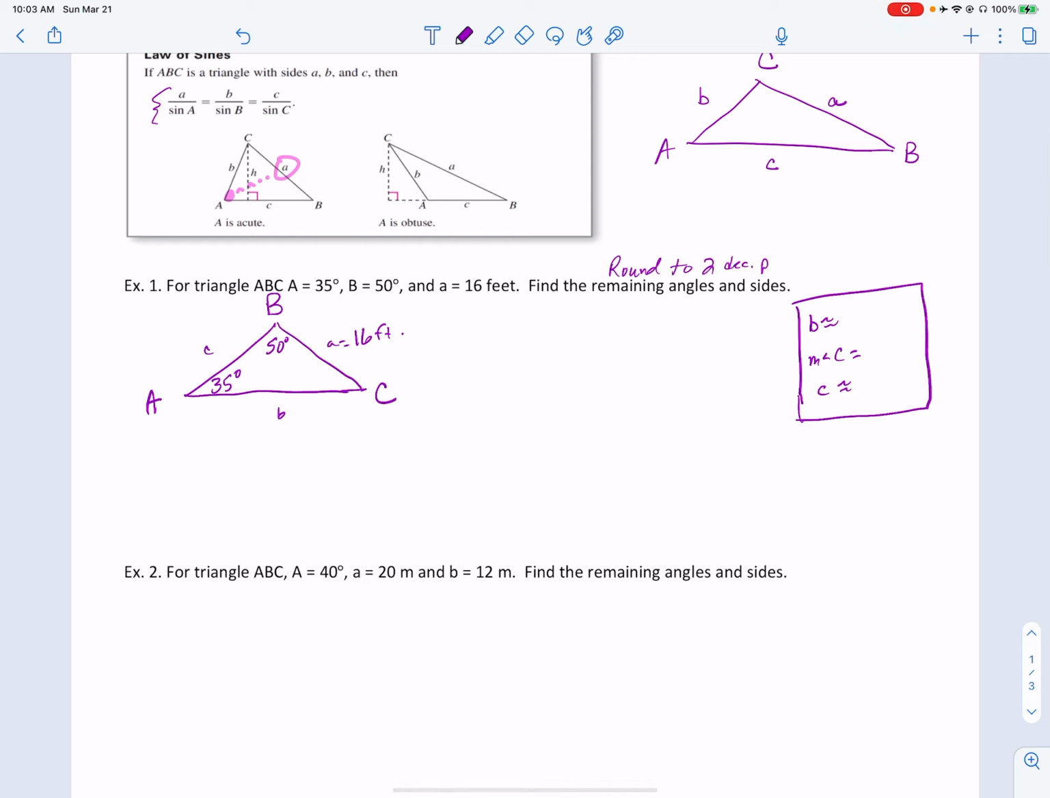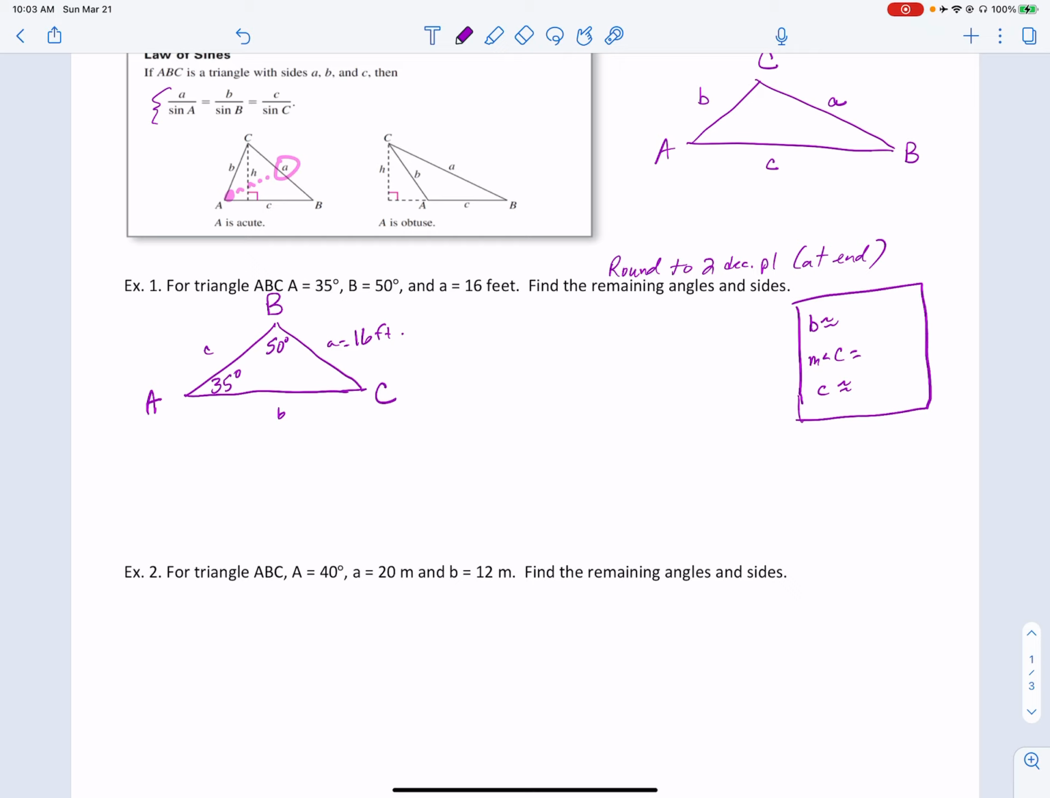But only do that at the end. You're going to be using some of these values to get other values, and then you need to use more decimal places so you don't have rounding error. So at the end, round each answer to 2 decimal places.